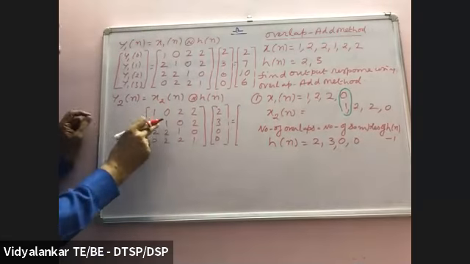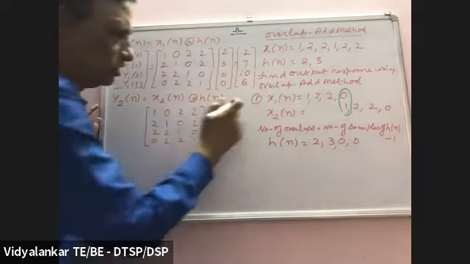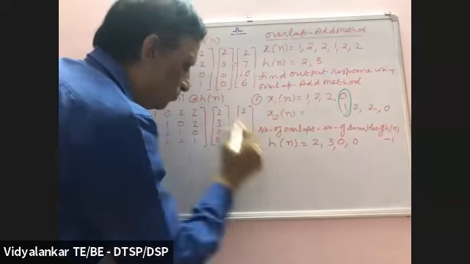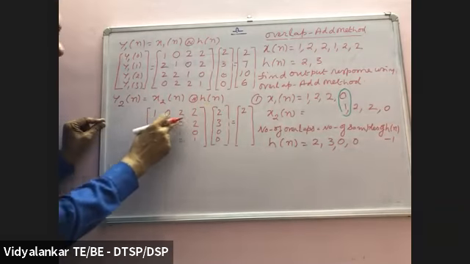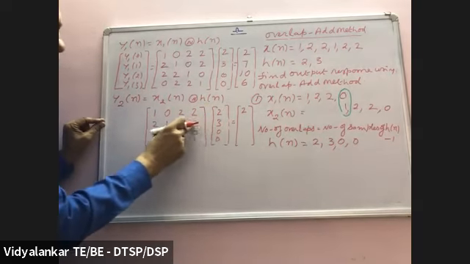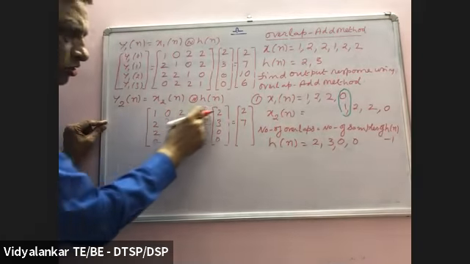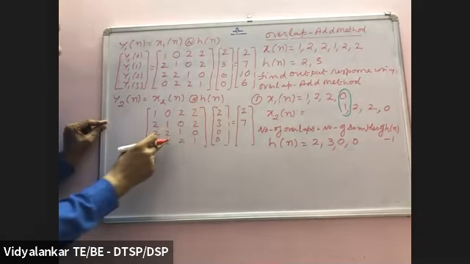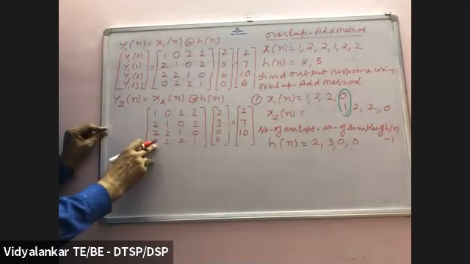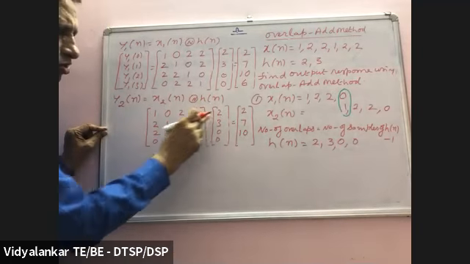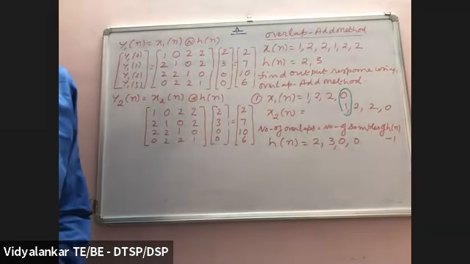Now observe. 1 into 2, 2 plus 0 plus 0 plus 0, that means y2 0 is 2. Then y2 1: 2 into 2 is 4, 4 plus 3 is 7, 7 plus 0 plus 0, so y2 1 is 7. Then y2 2: 2 into 2 is 4, 4 plus 6 is 10, 10 plus 0 plus 0 is 10. Last one: 0 into 2 is 0, 2 into 3 is 6, plus 0. So we got the Y1n values and the Y2n values.